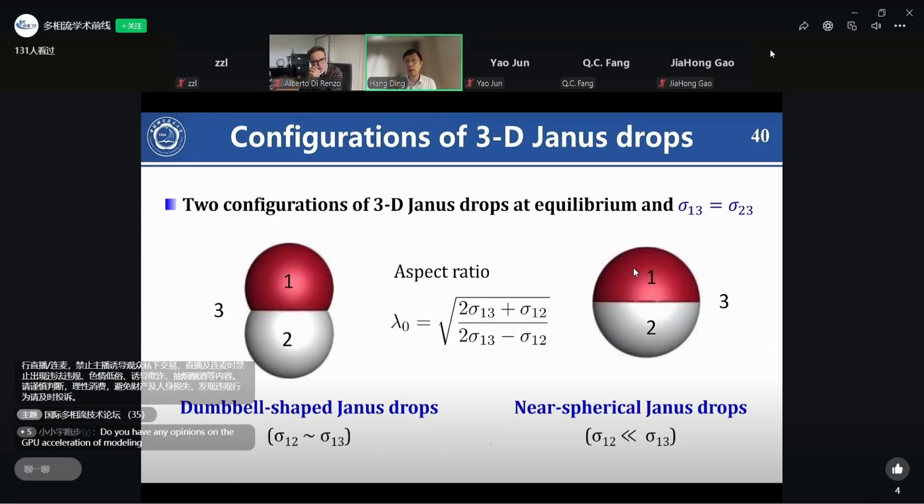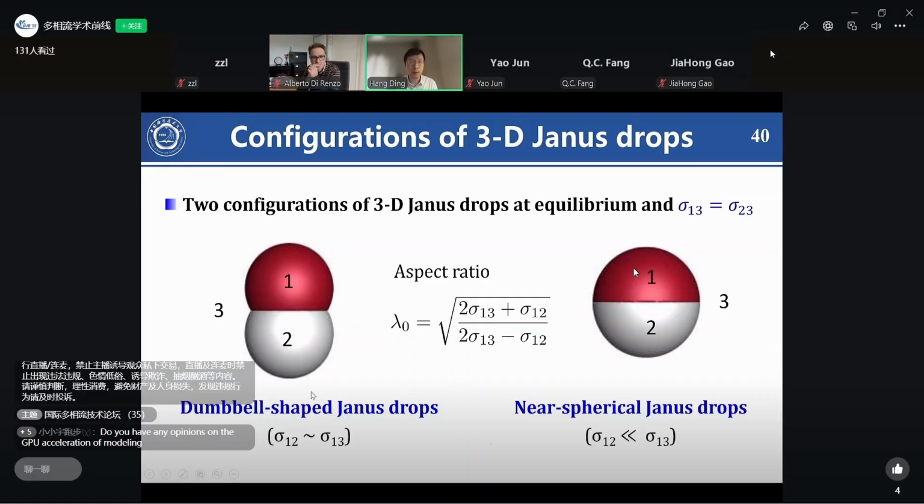Then we came to the three-dimensional ones. Because in two dimensions, the deformation and rotation are always consistent with the plane where shear is applied. For the three-dimensional case, there is a different problem. That means the angle between the axis and the incoming flow could be different here. Also, we can see a different drop shape here. We have two different initial drop shapes here.